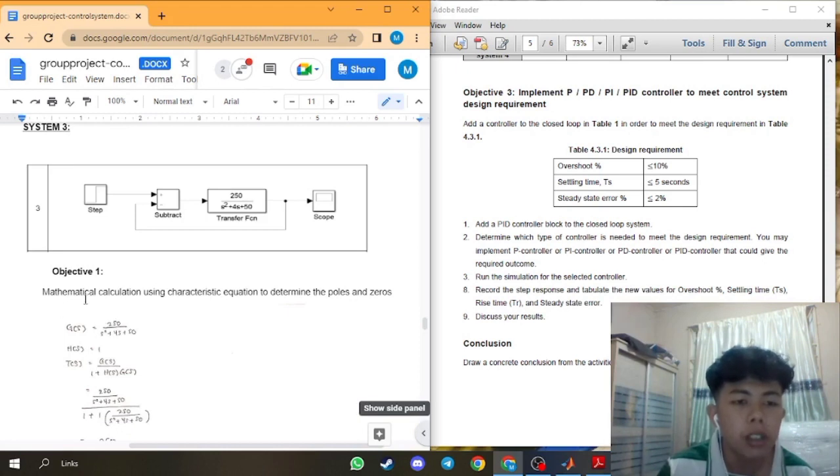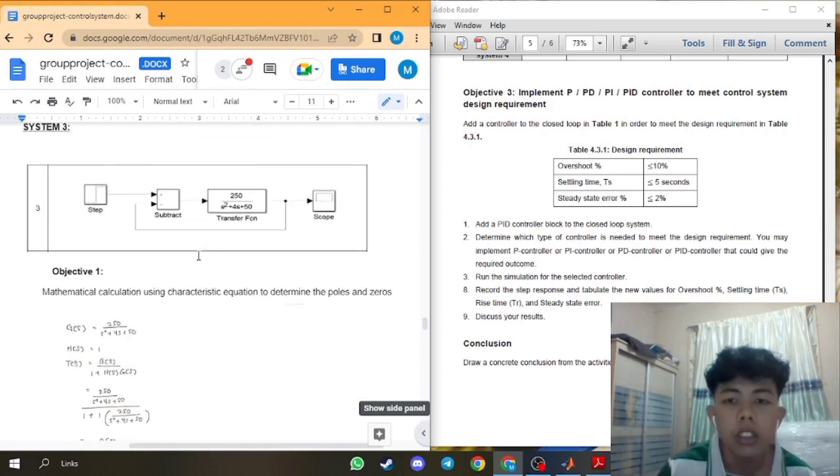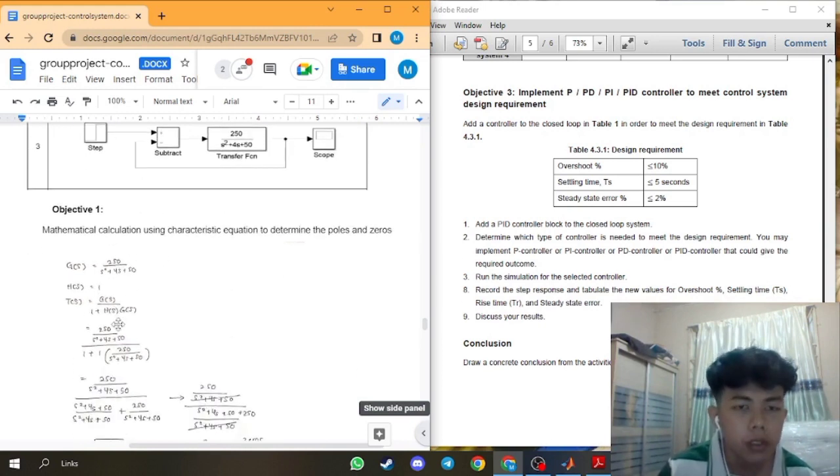Objective 1, mathematical calculation using the characteristic equation to determine the poles and zeros. First, G(s) equals 50 over s power of 2 plus 4s plus 50, and H(s) is equal to 1 because it is unity feedback. The transfer function equals G(s) over 1 plus H(s)G(s), this is the formula.